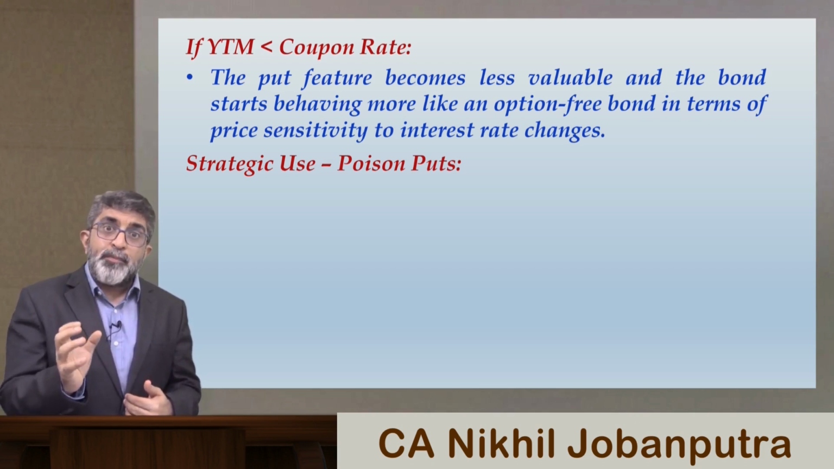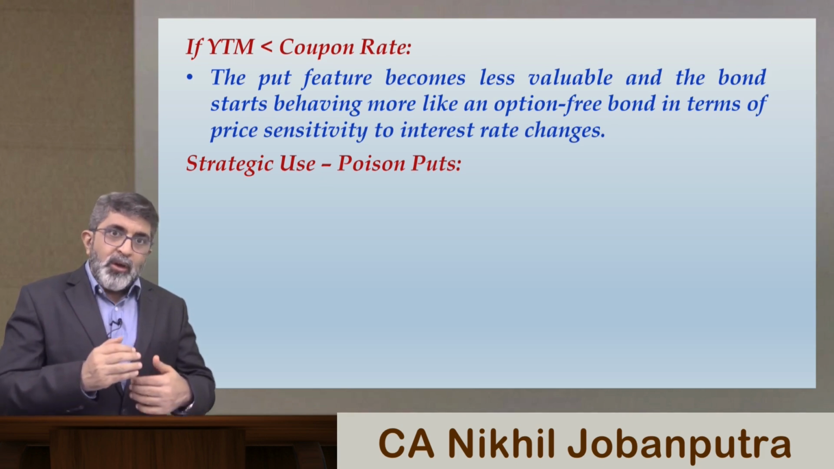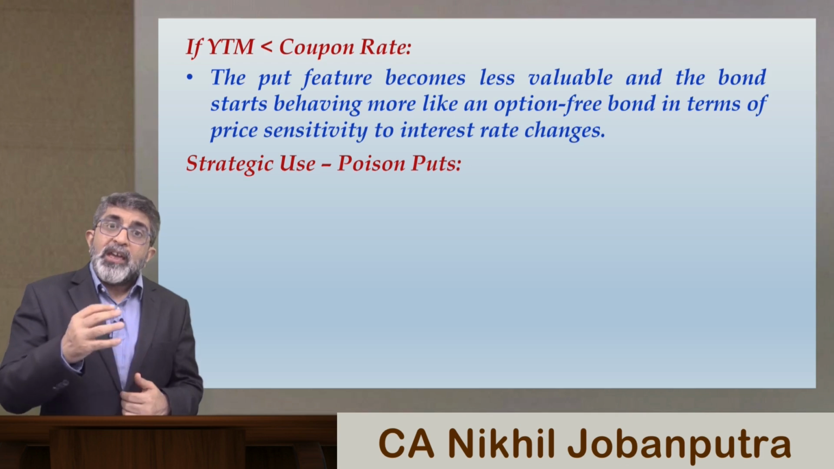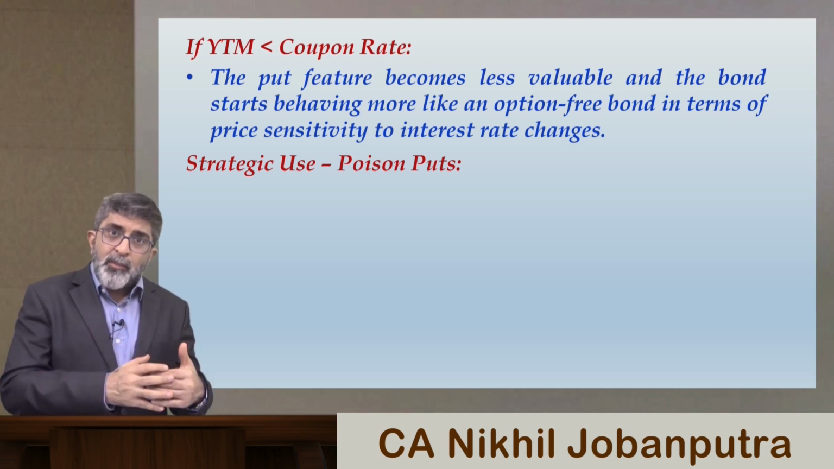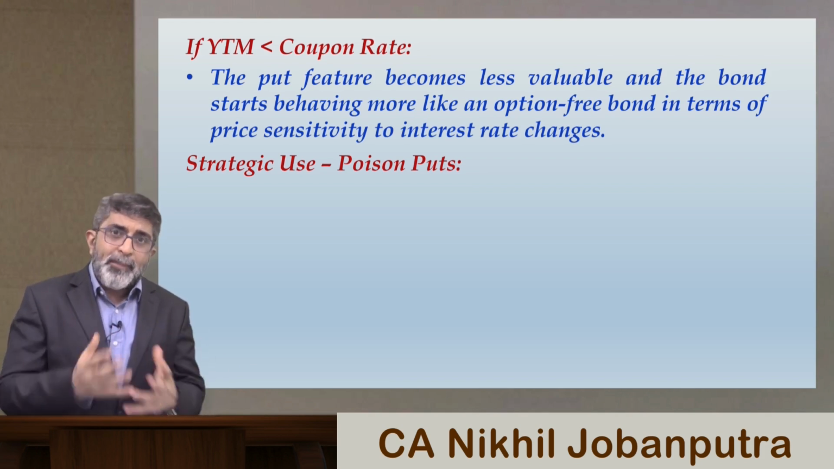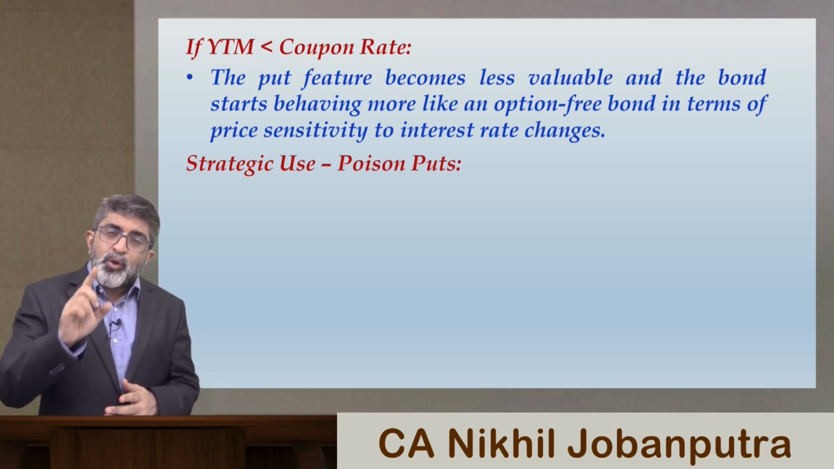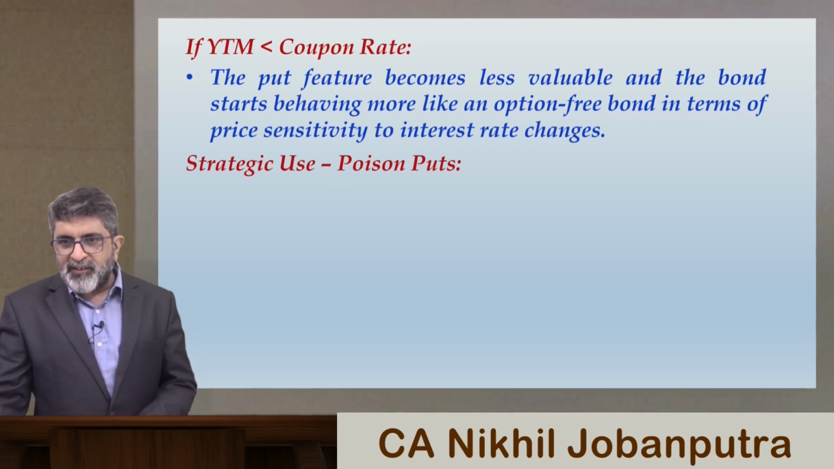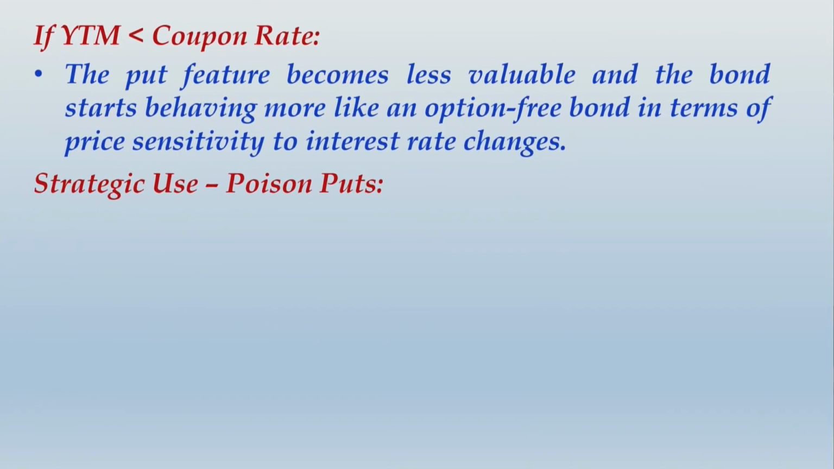So basically, to provide protection against this kind of hostile takeover, if there is a putable bond included in the capital structure of the entity, then we can use the term poison put to identify this situation. Let us write something about this poison put as well.